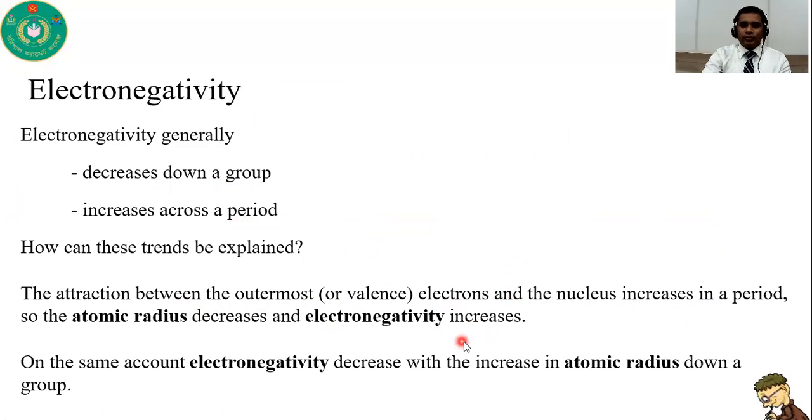But in case of a group, electronegativity decreases because atomic radius increases. As atomic radius increases, the attraction force between the central positive charge and electrons decreases. That's why electronegativity also decreases. So we can say that electronegativity decreases down a group and increases across a period due to atomic size.